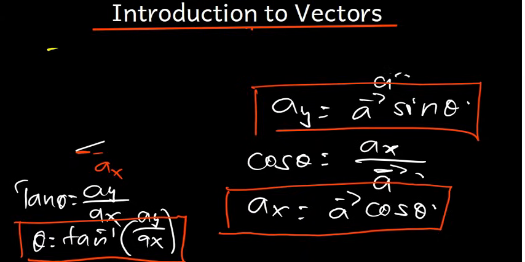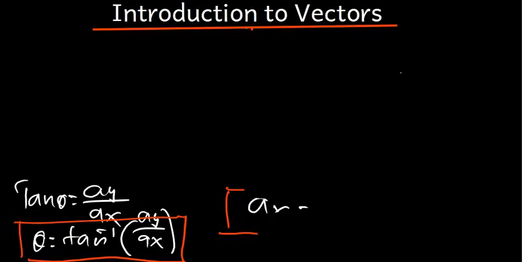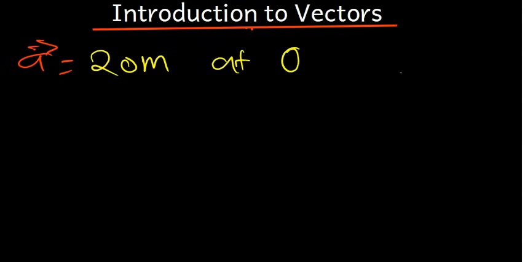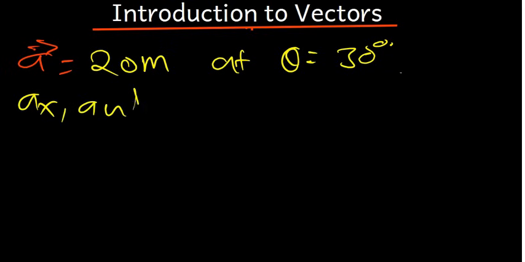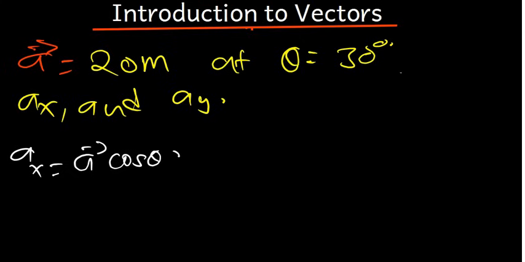Now, let's say we have a vector. Let's just get rid of this, and let's assume we have vector A, which has a magnitude of 20 meters at an angle of 30 degrees. Now find the x component and the y component. To find the x component, we know that we have made the formula already. The x component is going to be A cos theta. So my A is 20 because the theta is 30.